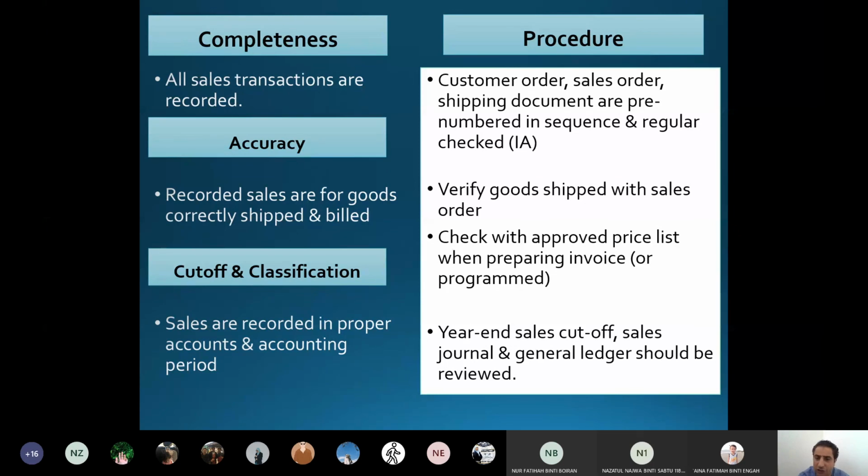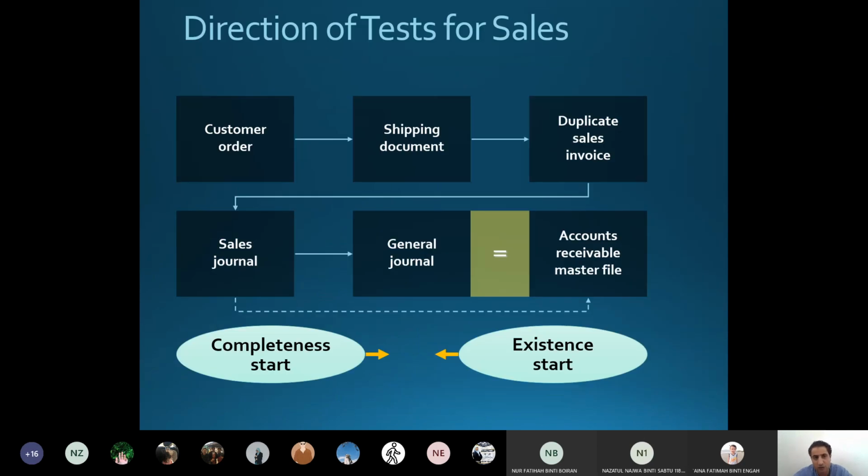And verify goods shipped with the sales order. Check with the approved price list when they're preparing the invoice, or programmed if they have software. And then a year-end sales cut-off test, or the sales journal and general ledger should be reviewed and tested. Okay, so these are the procedures to ensure the management assertions about those transactions.